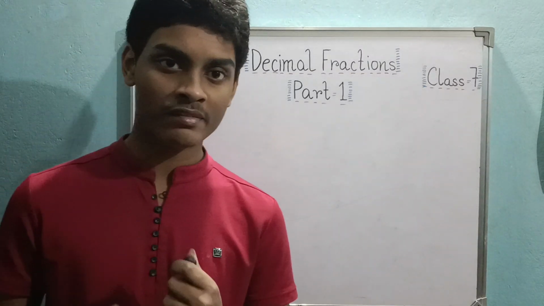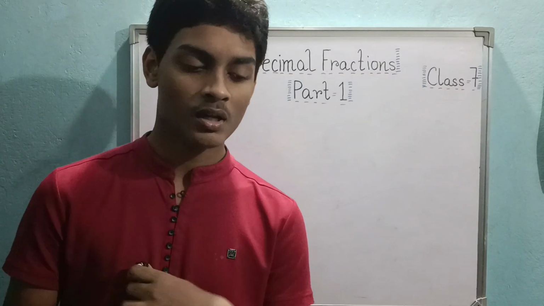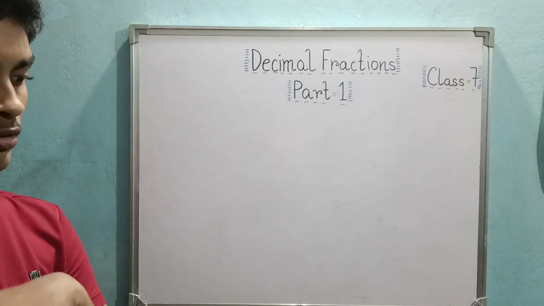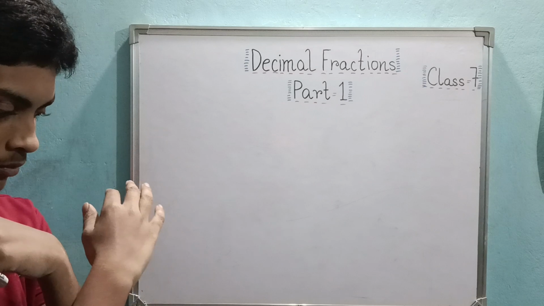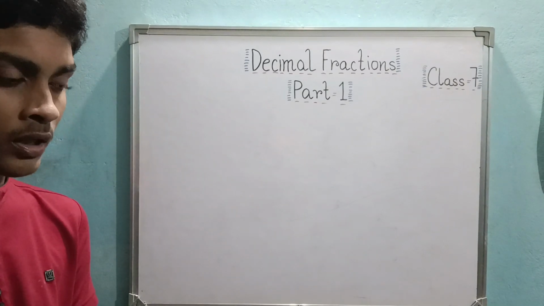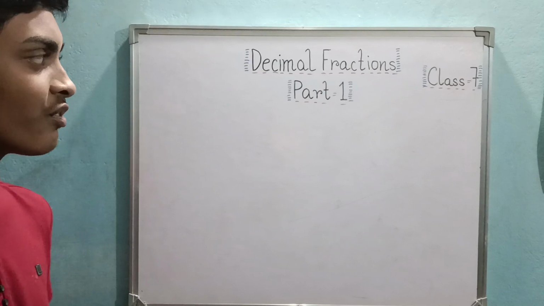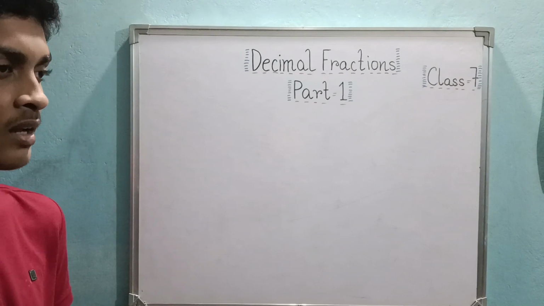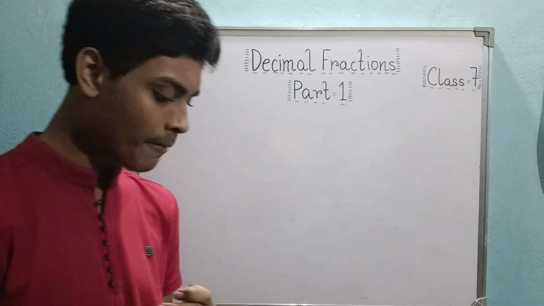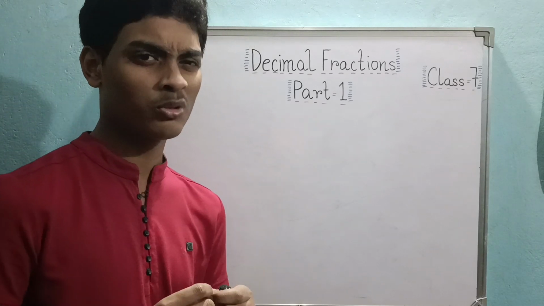So with that, I start a new chapter for class 7. The new chapter is decimal fractions. In the previous video, we finished Pythagoras theorem within one video. The only chapter I could finish within one video tells us how easy that chapter was. But this is not the case. This is also an easy chapter, but it's going to take 2 to 3 videos.